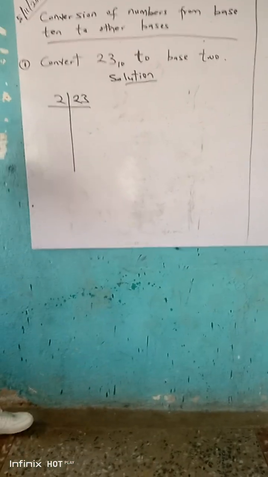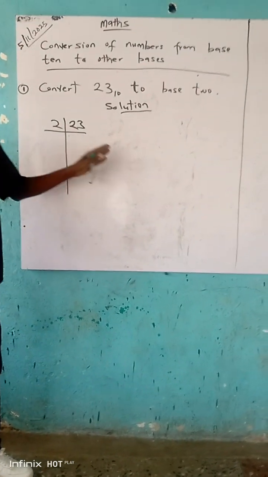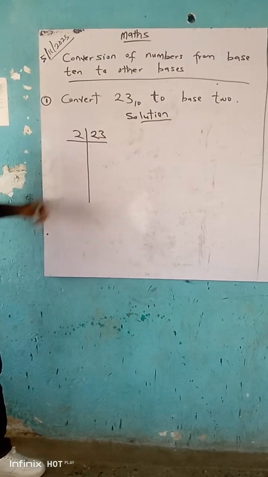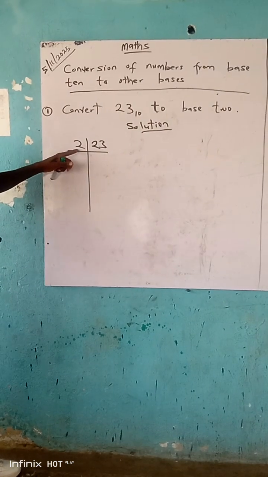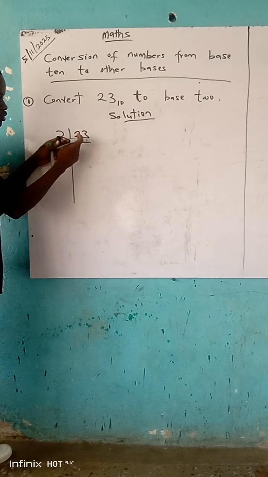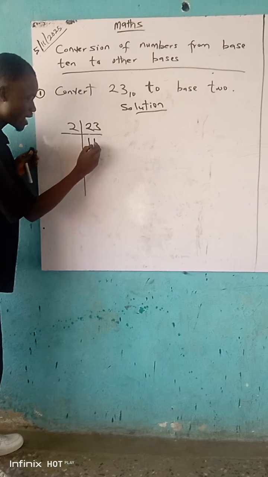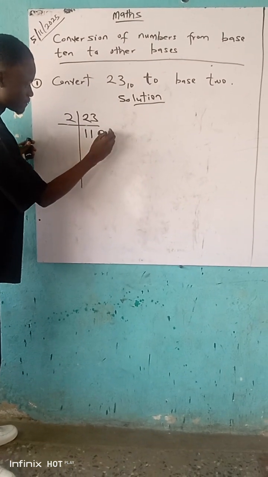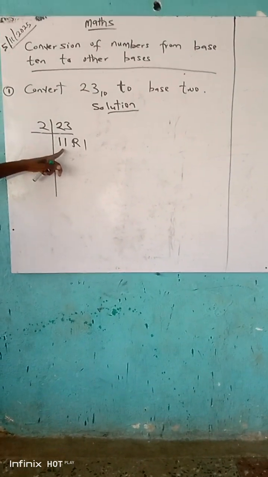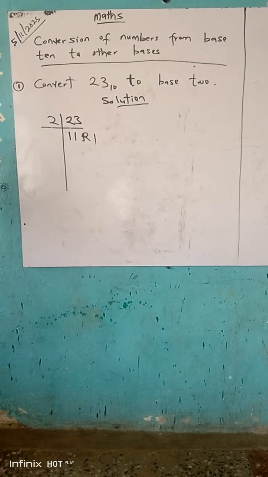So now you are going to say 23 divided by 2. Write your answer and the remainder. Remember, the remainder is the most important thing in this conversion. So 23 divided by 2 is how many times? 2 will go into 2 one time, and 2 will go into 3 one time, remainder 1. That simply means 2 will go into 23 11 times, remainder 1. So take note of the remainder.